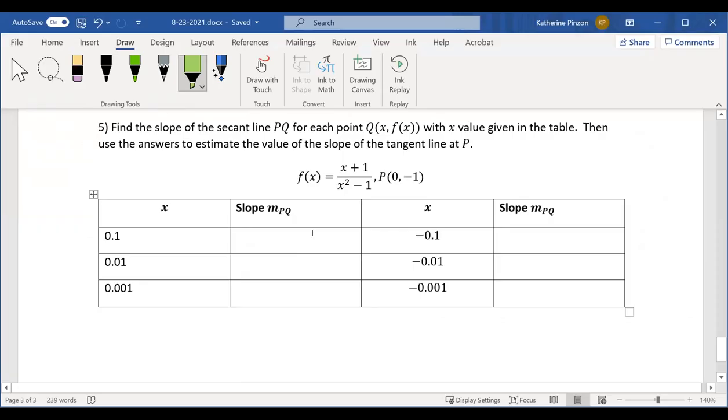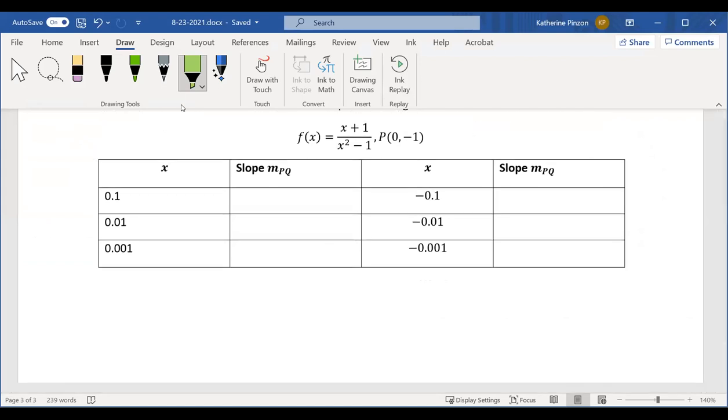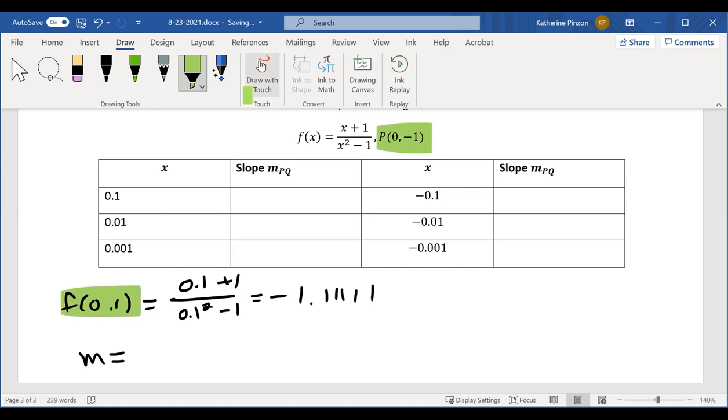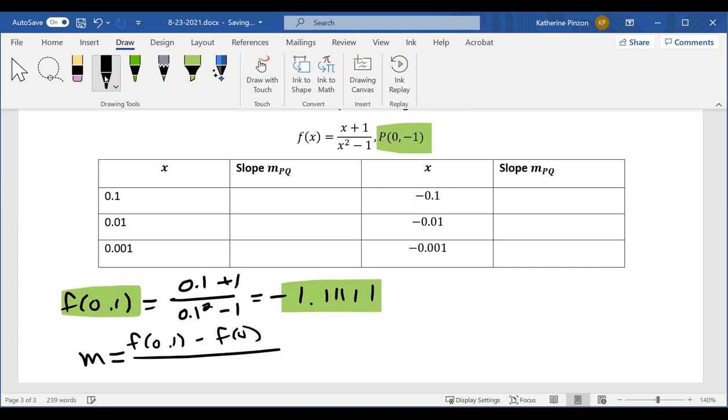I'm doing this first piece right here. What I did to get this first piece was I found f of 0.1 by plugging it into this function, and I got negative 1.111111. To estimate the slope between this point and this point, I did change in y, f of 0.1 minus f of 0, over change in x, 0.1 minus 0. And that ended up with negative 1.11111.